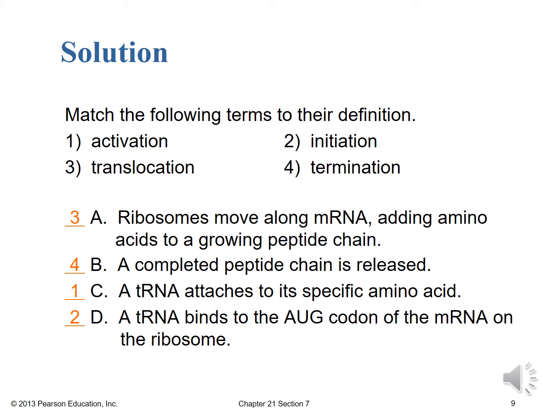For C, a tRNA attaches to its specific amino acid. That's 1, activation. That's the tRNA getting ready to do its job by bringing that specific amino acid in. And then D, a tRNA binds to the AUG codon of the mRNA on the ribosome. That AUG codon, very important because it is the initiation codon too. So it's telling everything to get started.